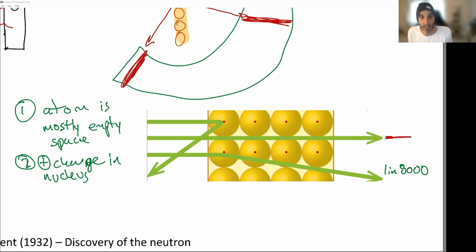And then the thing that finally solidified this, saying it's really, really well understood, is this one right here, which deflected almost completely back. Okay, so if it hits a nucleus directly, and this happened in 1 in 20,000 of the little alpha particles, he said that it was like firing a 15-inch shell at a piece of tissue paper and having it bounce directly back at you.